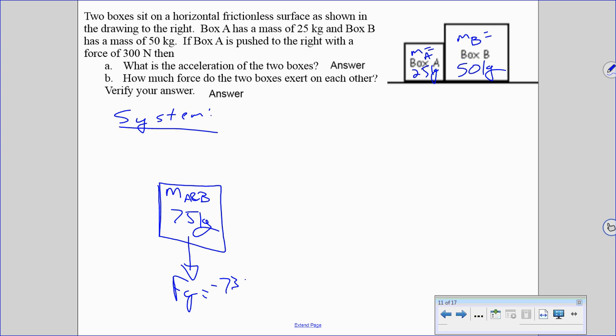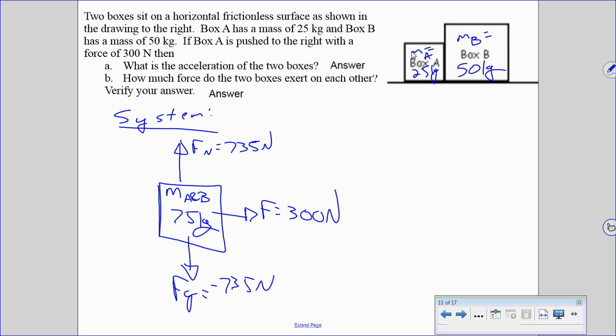So 735 newtons. There's going to be a normal force, also 735 newtons. Technically we didn't have to draw those, but it's always good to be thorough. And then we've got this force pushing it, 300 newtons. Are there any other forces affecting the system? If there was friction, we'd have to consider that.